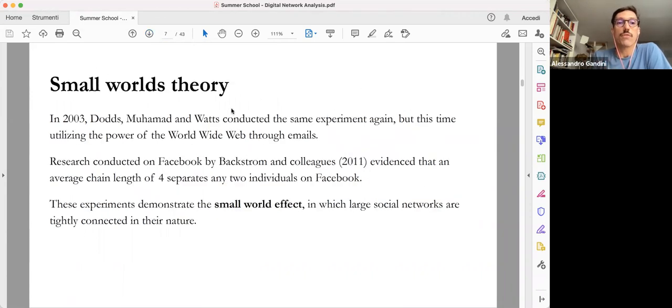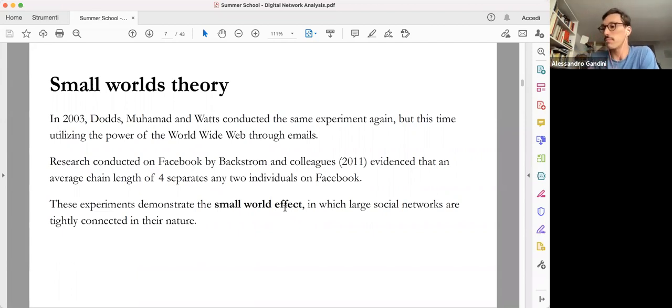And this is related to another famous theory in social network analysis, which is the small worlds theory. So on the basis of the Milgram experiment, in 2003, a group of researchers did the same kind of experiment using emails and found out that more or less the same applied. Interestingly, more recently in 2011, researchers on Facebook did a full network study of what Facebook used to be back then, and found out that on average, each Facebook user was separated from another random Facebook user by four steps. So a little less than what Milgram found out.